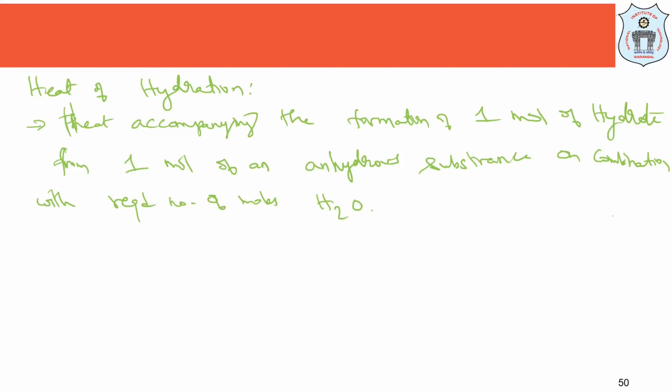Can you give some examples of sulfate? Sulfate hydrates are there, anhydrous sulfate solutions are there. Okay, so sodium sulfate and so on, so you'll be able to make hydrates. At that time, what is the heat accompanying the formation of 1 mole of hydrate from 1 mole of anhydrous substance on combination with the required number of moles of water? Okay, and we can give some examples. Write 5 examples for that. Hydrates formation. How many hydrates can be written?